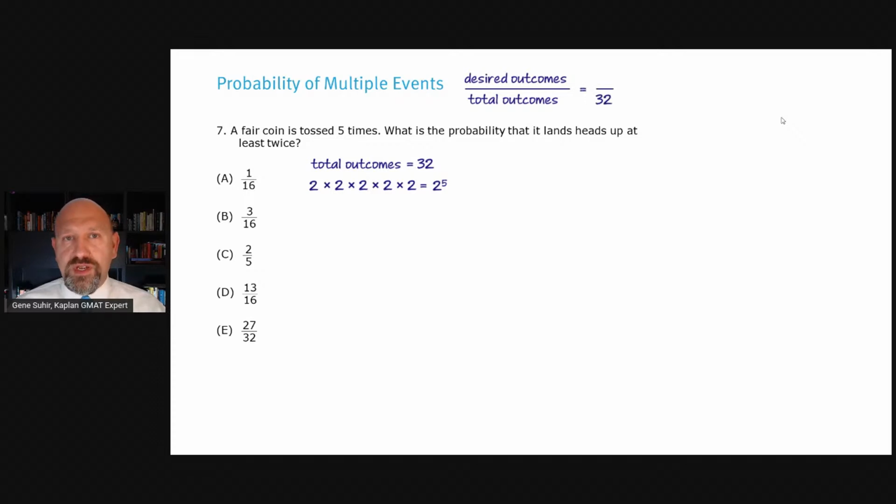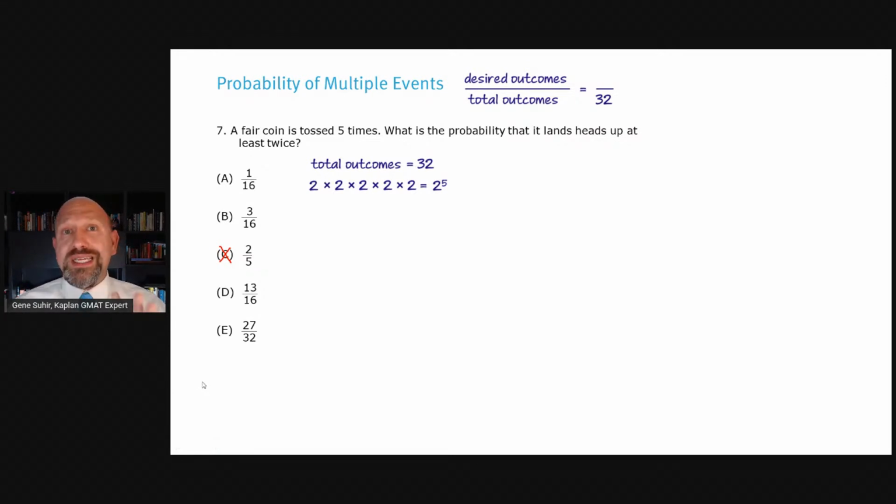32 total outcomes. Well, what's an answer that we can already eliminate right now? 32 might reduce down to 16, but there is no way that 32 is going to reduce to 5. I mean, 5 isn't even a factor of 32. So that means that we can at least eliminate answer choice C, even if we don't do anything else.